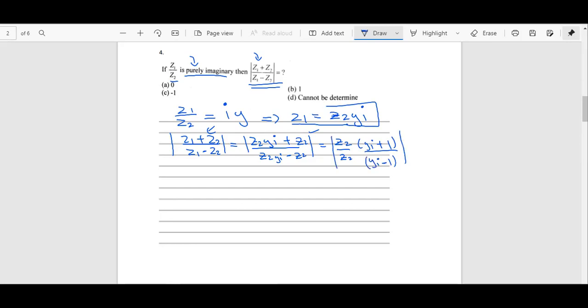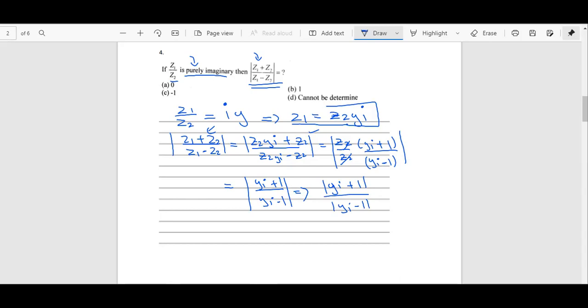Obviously the z2 terms can be cancelled and I am left with y iota plus 1 divided by y iota minus 1. Now we have mod around this, so by using the property of mod, we know that a fraction which has mod around it can be split into numerator and denominator like this: mod of y iota plus 1 divided by mod of y iota minus 1. Okay, so I am clear with this part.